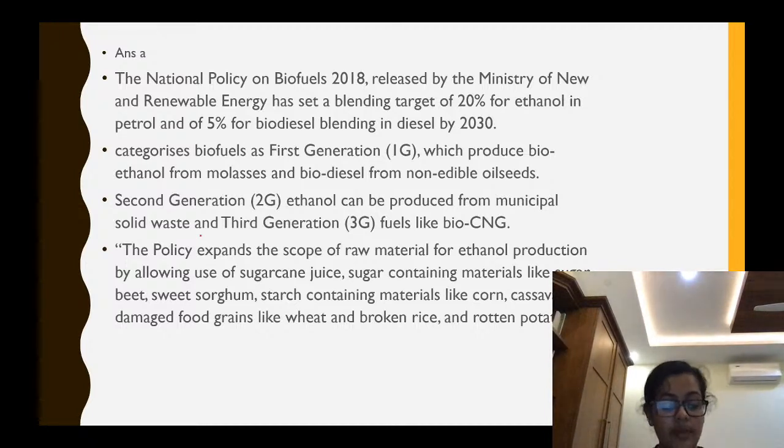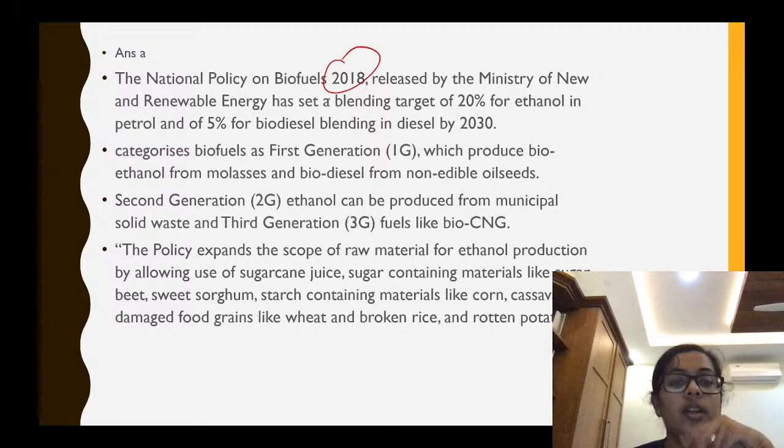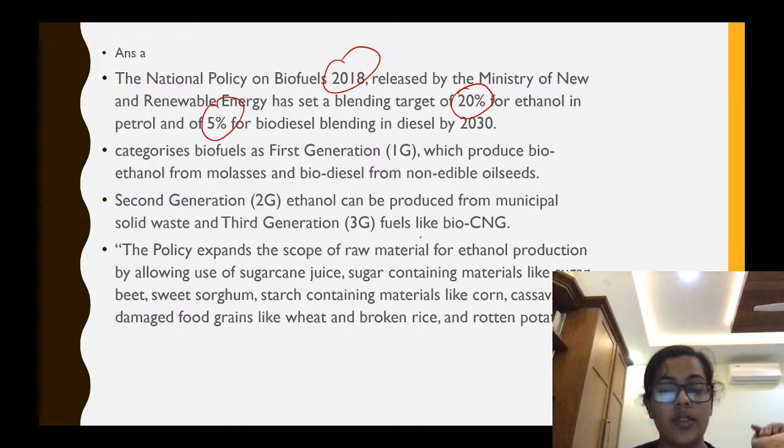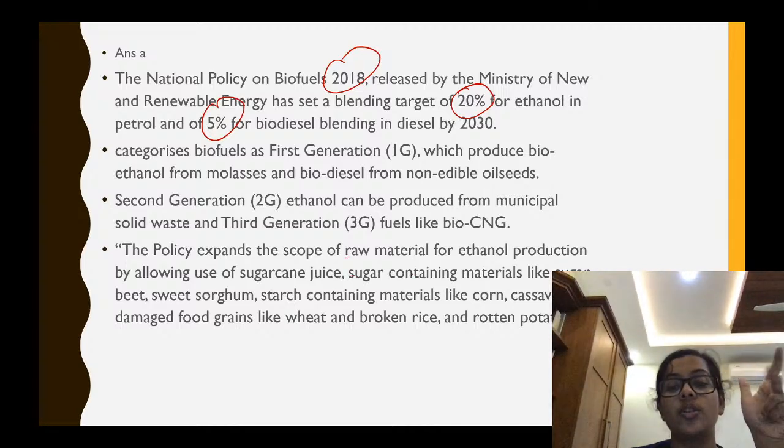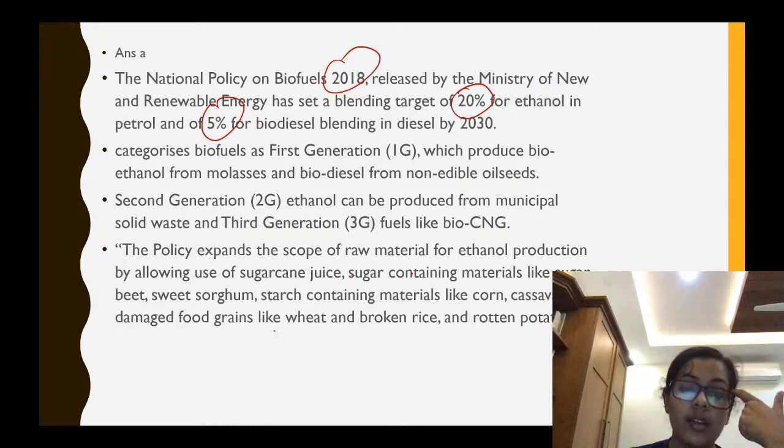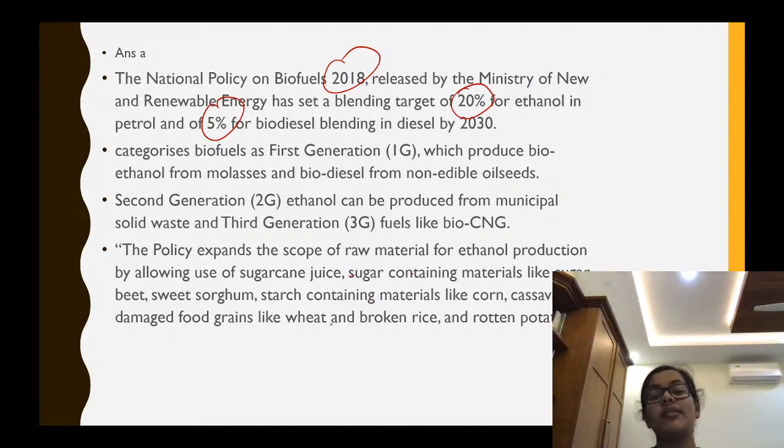Discussing the answer, taking time, that's why. No problem. This is the National Biofuel Policy, which is 2018. According to this policy, launched by the Ministry of New and Renewable Energy, you have to blend 20% of ethanol and 5% of biodiesel. Three generations we discussed. Ethanol production is allowed from sugarcane juice, sugar-containing materials like sugar beet and sweet sorghum, starch-containing materials like corn and cassava, and damaged food like wheat, rotten rice and rotten potatoes.